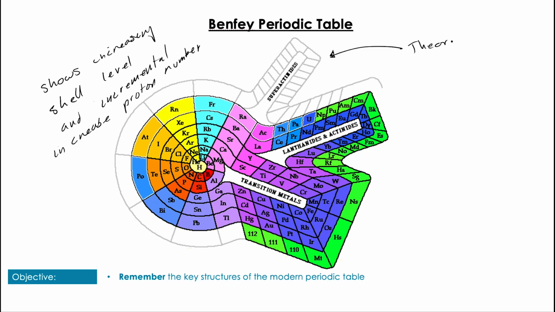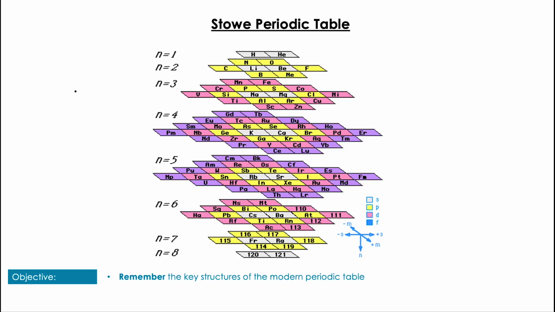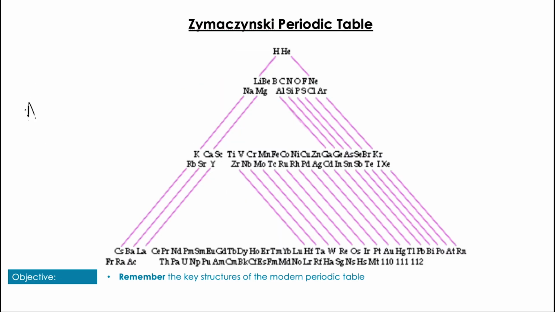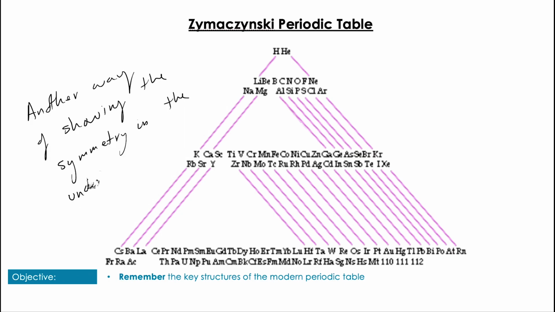Other periodic tables, such as the Stowe periodic table, have sought to emphasize the kind of beautiful, if you like, symmetrical nature of the principal quantum numbers, the amount of elements at each of these quantum numbers increasing and then decreasing. This is actually a 3D graph, and you can see in the bottom right hand corner the key for navigating it in 3 dimensions. Others, like Zmaczynski, attempted to do the same thing, representing the symmetry of the principal quantum numbers.